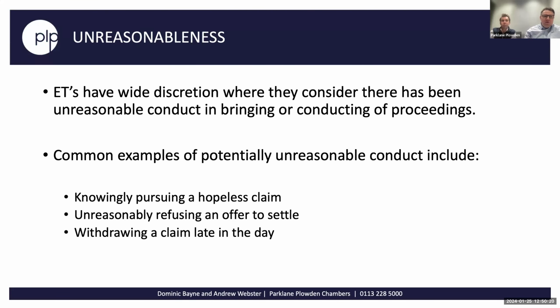But the principal ground, certainly in my experience, on which an application is made under 76(1)(a) is unreasonableness. And what is clear is that employment tribunals have a very wide discretion as to what unreasonableness might be. There are three areas which struck me as being certainly the most common that I encountered, so I'm going to touch upon each of them. The first is knowingly pursuing a hopeless claim. The second is unreasonably refusing an offer of settlement. And thirdly is a late withdrawal of a claim.